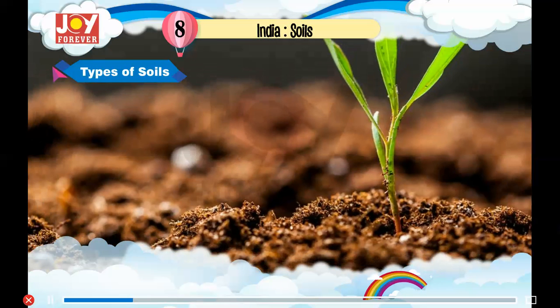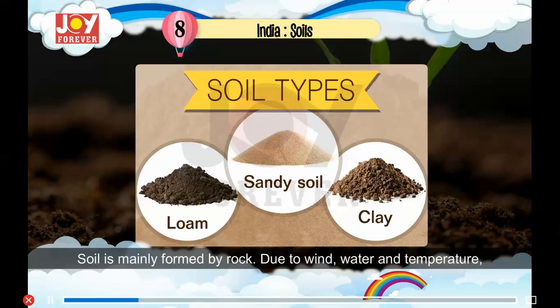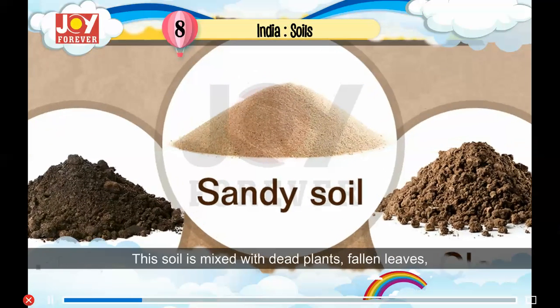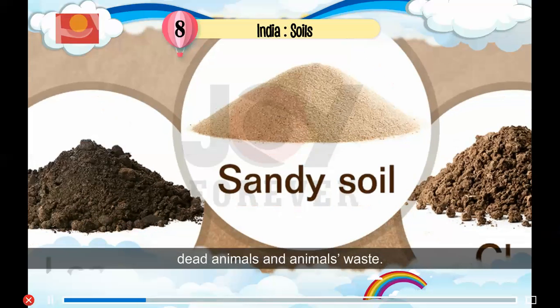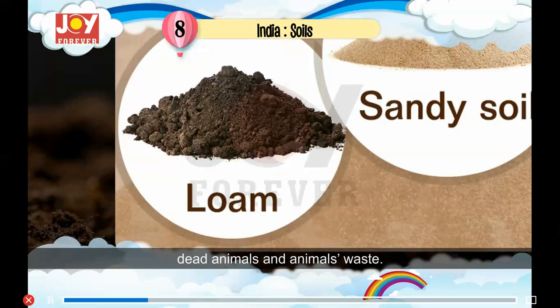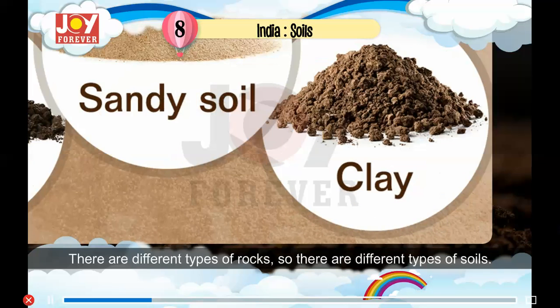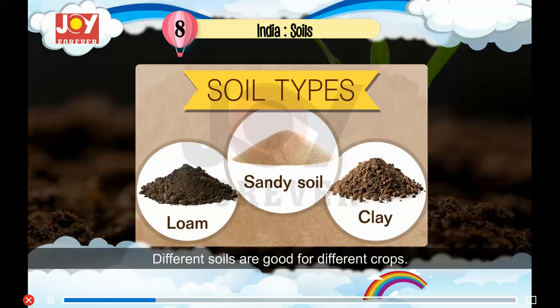Types of soils. Soil is mainly formed by rock. Due to wind, water and temperature, rock is broken into small pieces or grains. This soil is mixed with dead plants, fallen leaves, dead animals and animals' waste. There are different types of rocks, so there are different types of soils. Different soils are good for different crops.